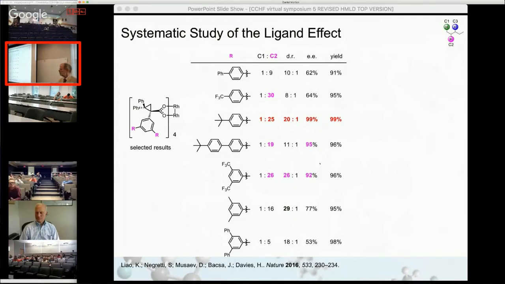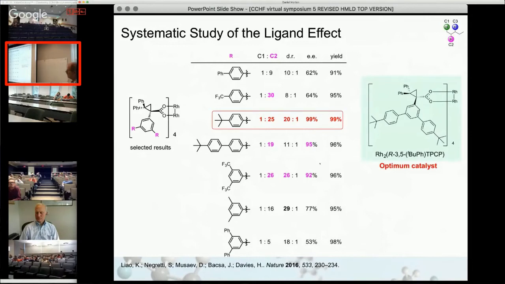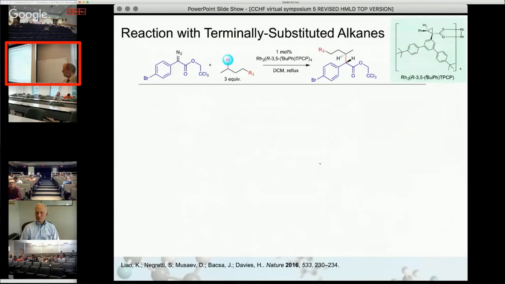Next slide, Dan. But the optimum catalyst turned out to be this one with a 3,5-ditertiary butyl phenyl grouping on it. And you can see it's got high selectivity across the board. And it also has an additional advantage because of all these tertiary butyl groups, it becomes a really nice soluble catalyst for all the reactions that we're doing. Okay, next slide, please. Now, due to the time that we have, I can only show you very few examples of what we can do with this system.